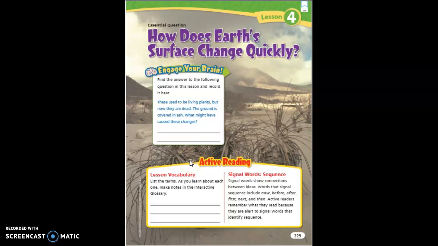Active reading. Lesson vocabulary. List the terms as you learn about each one. Make notes in the interactive glossary. So when you find the highlighted words, we're going to come back and write the 3 words on the lines below. Signal words, sequence. Signal words show connections between ideas. Words that signal sequence include now, before, after, first, next, and then. Active readers remember what they read because they are alert to signal words that identify sequence.